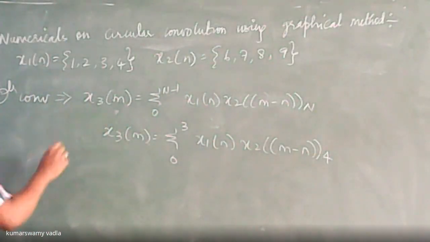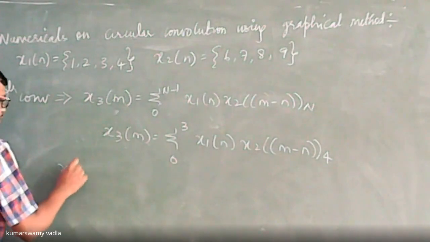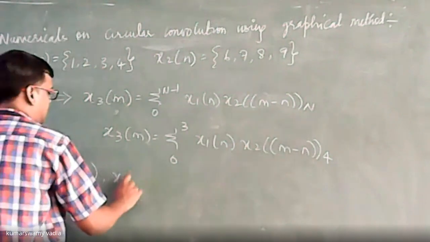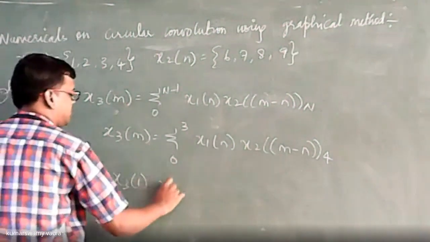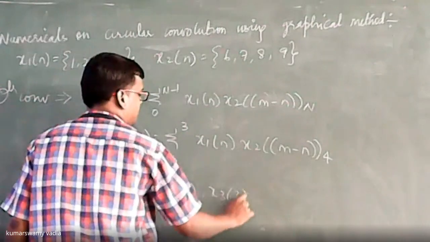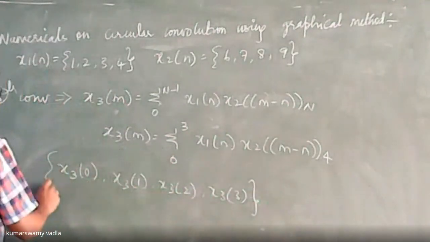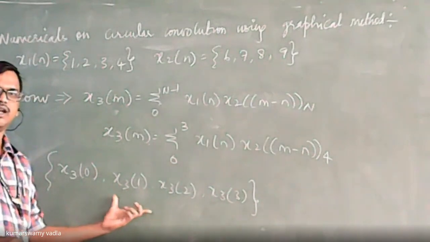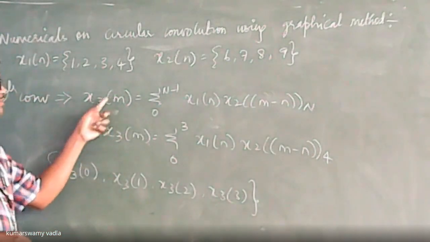Right? So what is your job? Your job is to find out x3 of 0, x3 of 1, x3 of 2 and x3 of 3. Your job is to find out these values. Right? You note down these two expressions, please.